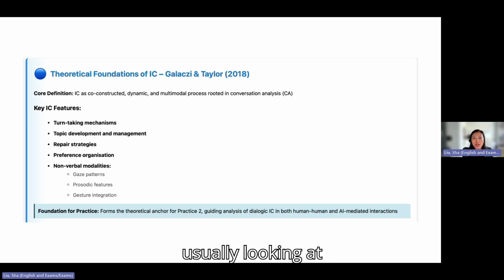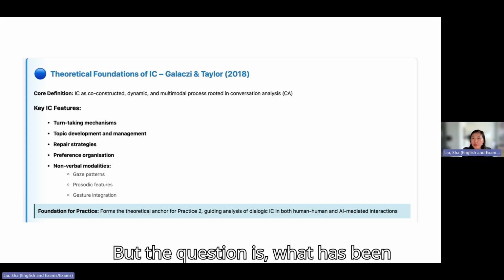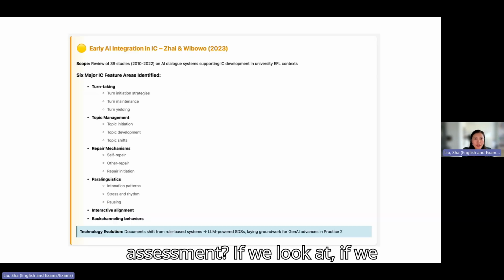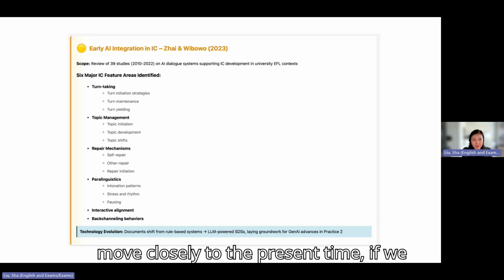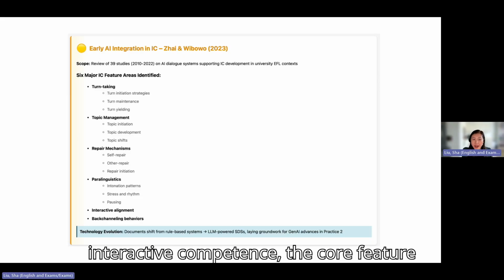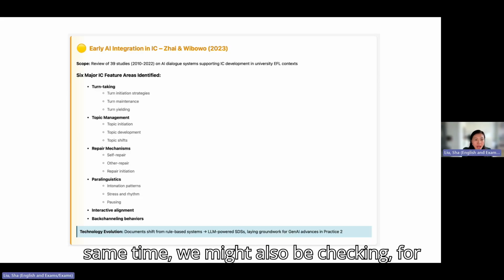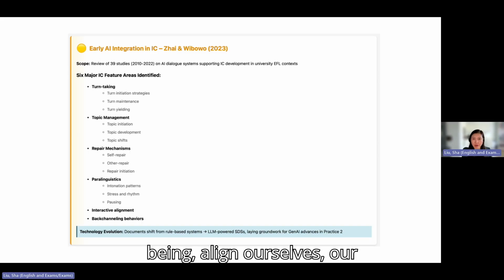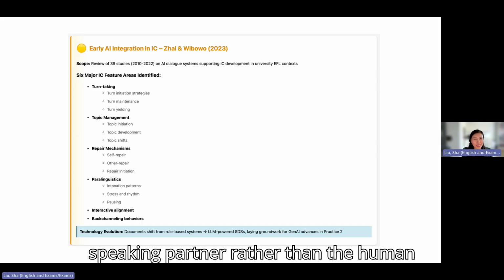So that's how we were usually looking at interactive competence in the traditional speaking assessment scenario. But the question is, what has been changed in the AI-mediated speaking assessment? If we move closer to the present time, if we look at the systematic review conducted by Zhai and Weibo, we were looking at still the core interactive competence, the core IC features being the same, but at the same time, we might also be checking, for example, how do we now, as human beings, align our interaction with the AI speaking partner, rather than the human speaking partner.